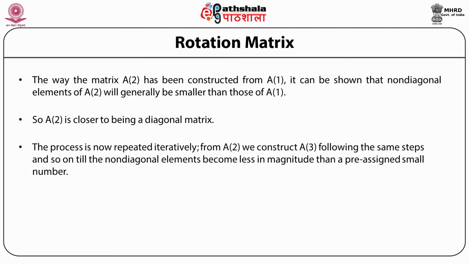The process is now repeated iteratively. From A^(2), we construct A^(3) following the same steps and so on, till the non-diagonal elements become less in magnitude than a pre-assigned small number.